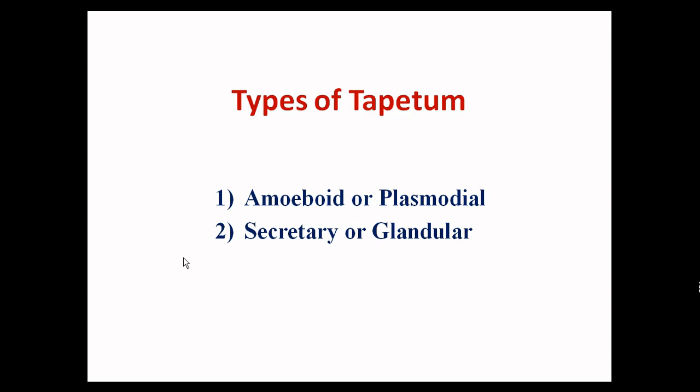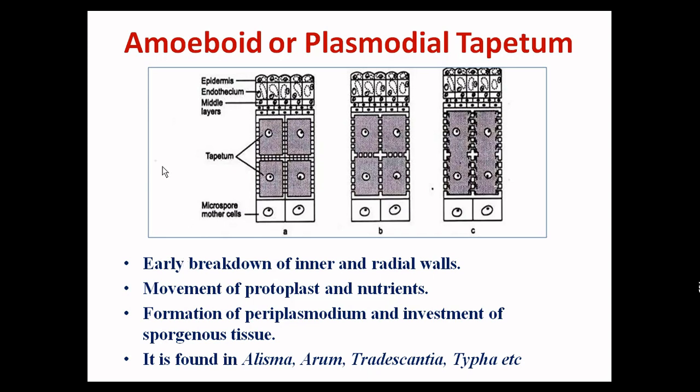In this amoeboid or plasmodial tapetum, there is early breakdown of the inner and radial walls, and because of that there is a movement of protoplast and nutrients into the anther cavity, where it forms the periplasmodium, and it completely invades the sporogenous tissues. This type of amoeboid tapetum can be found in Alisma, Arum, Tradescantia, Typha, etc.